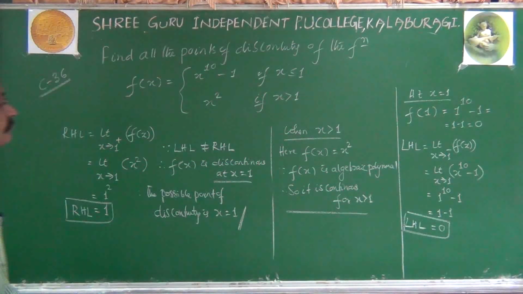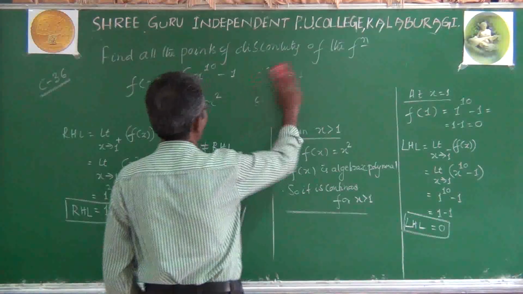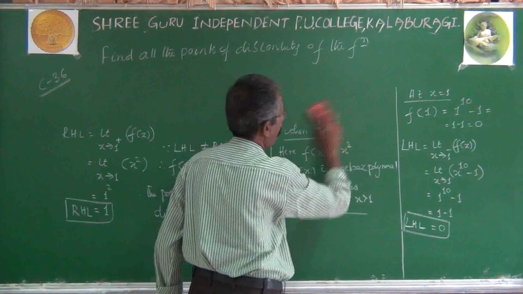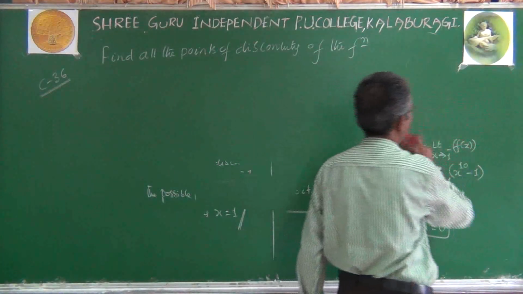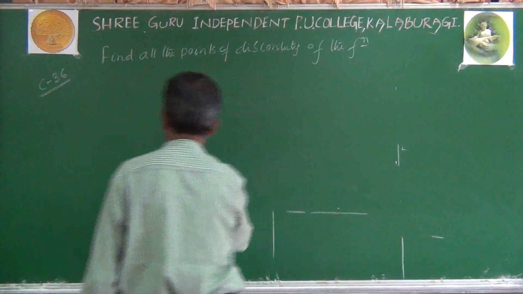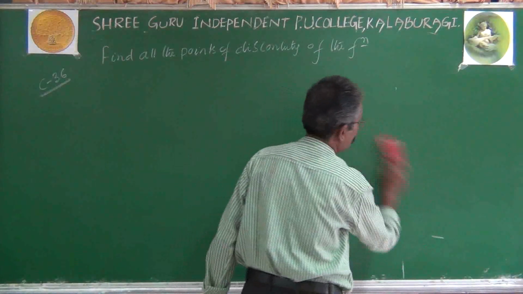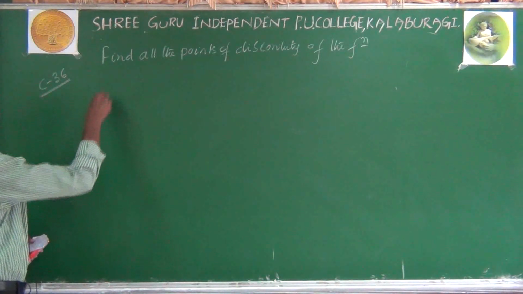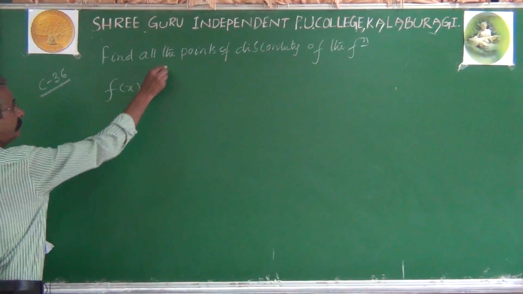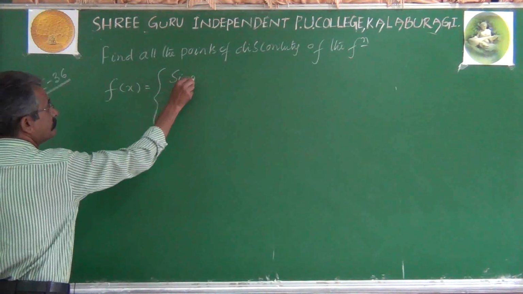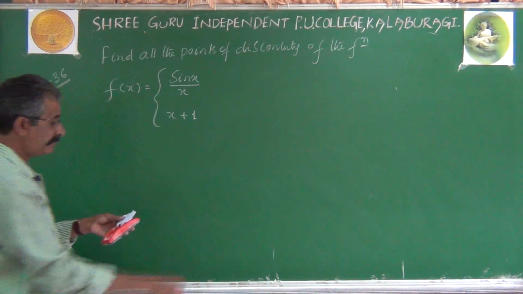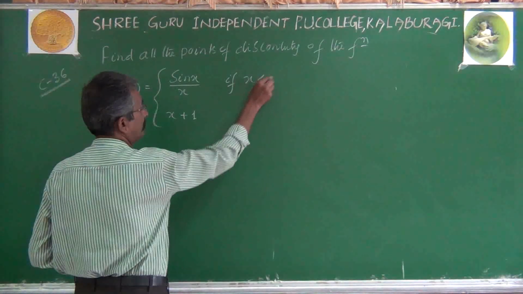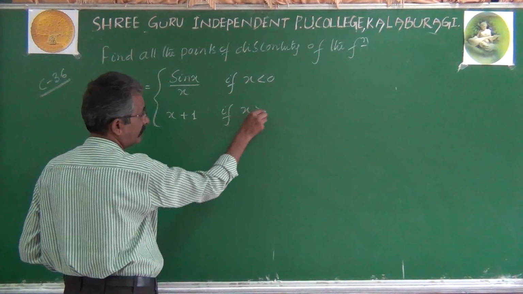Next problem. Find all the points of discontinuity of the function. f of x equal to sin x divided by x if x less than 0, and x plus 1 if x greater than or equal to 0.